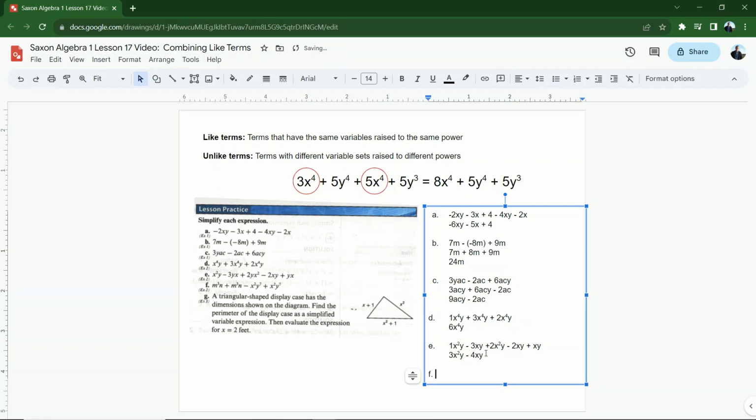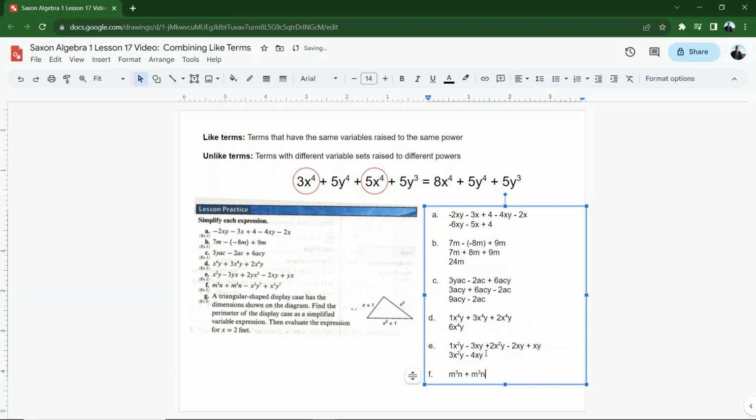Letter F is m to the third n plus m to the third n, ooh, both of those have an implied coefficient of 1, minus x squared y to the 7th plus x squared y to the 7th. Okay, so I'm going to write this out, m to the third n, and I'm going to set that up right, and then I'm just going to copy and paste it because it's exactly the same. Plus itself, okay, there we go.